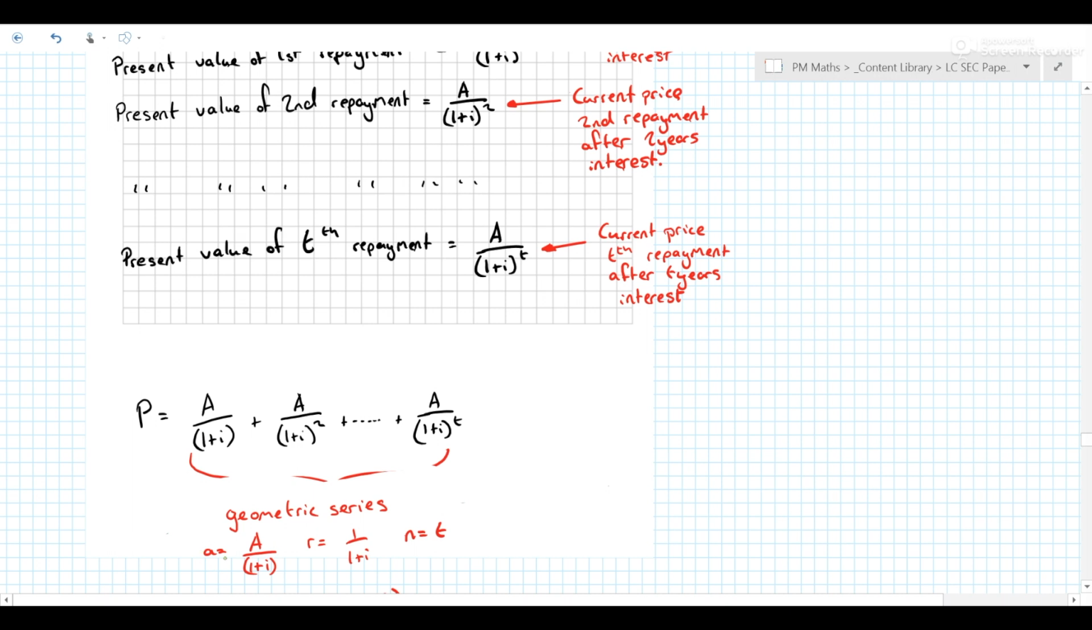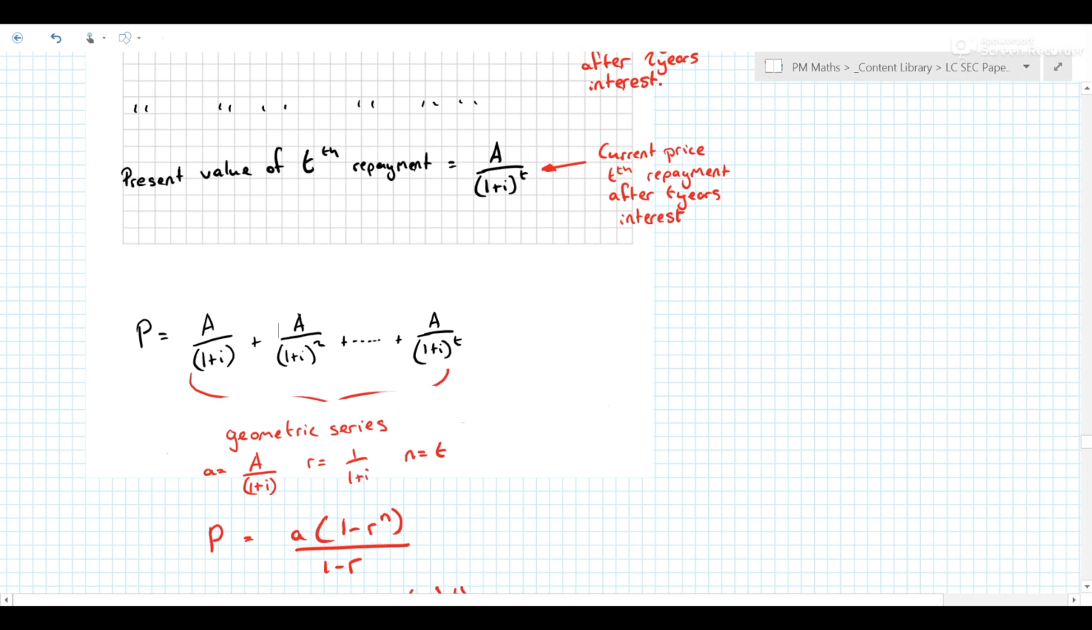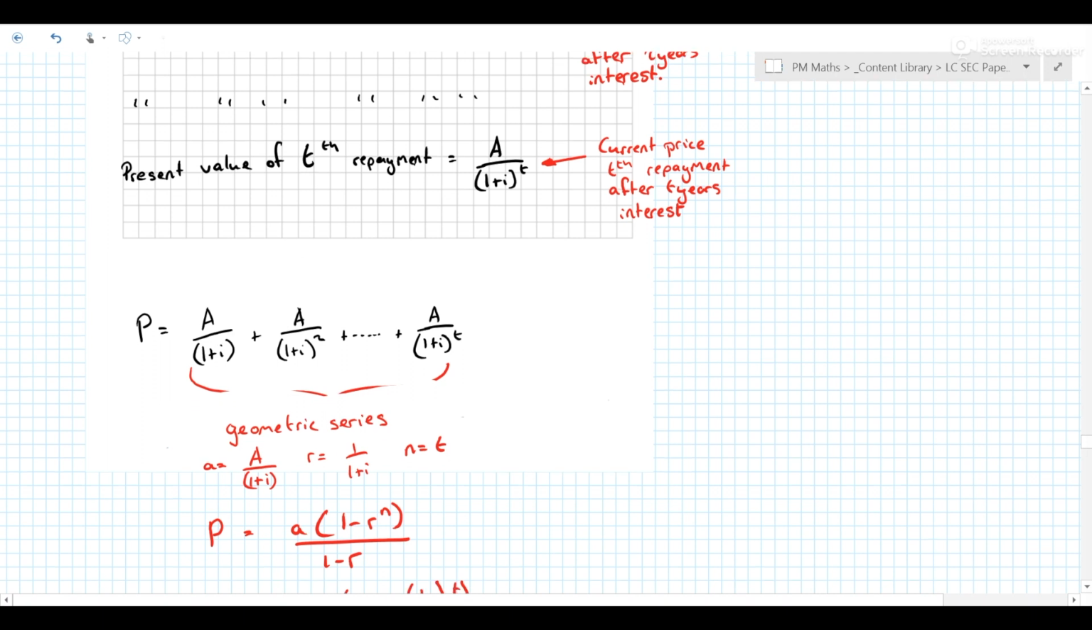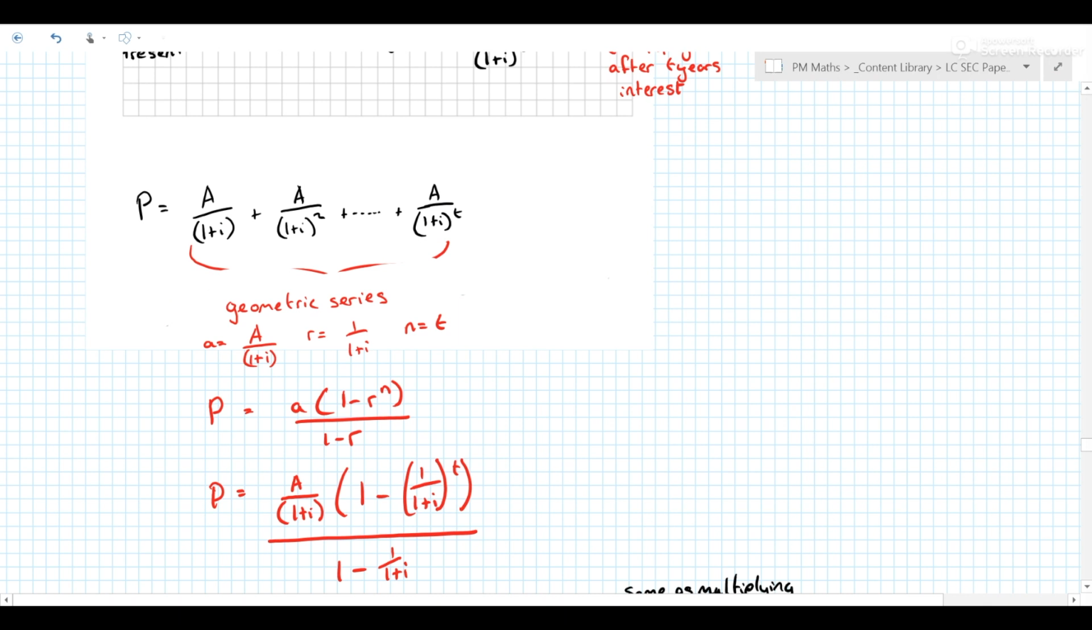The first term, small a, is quite clearly the first term there. And N is the number of terms, which is T. So put that into the sum of geometric series. Okay, here's what it'll look like. Okay, now it looks a bit mad and a bit chaotic.